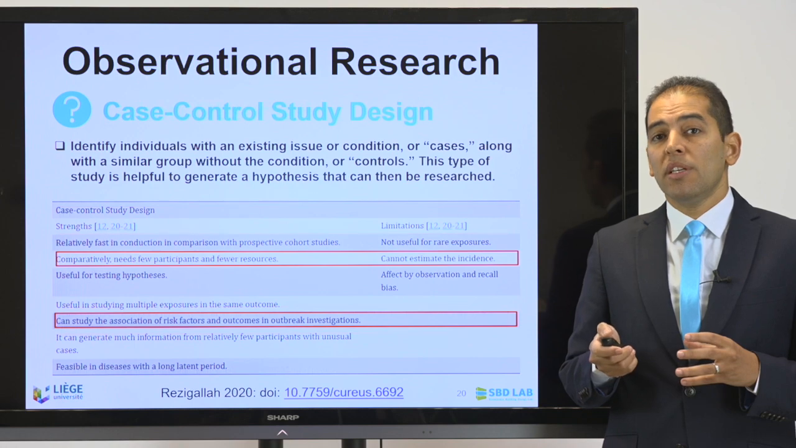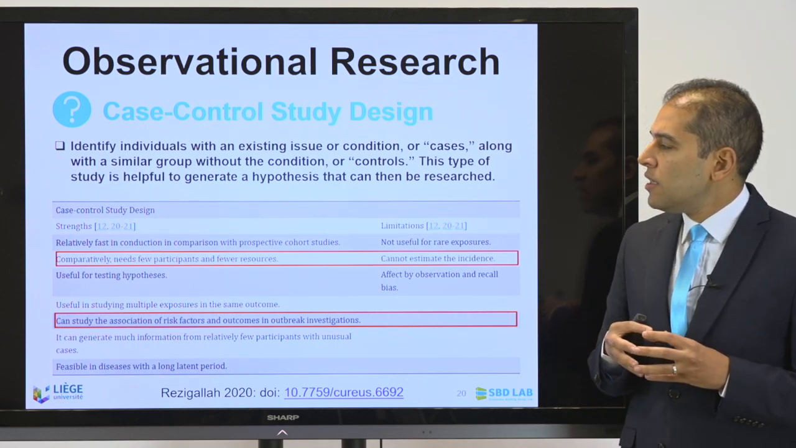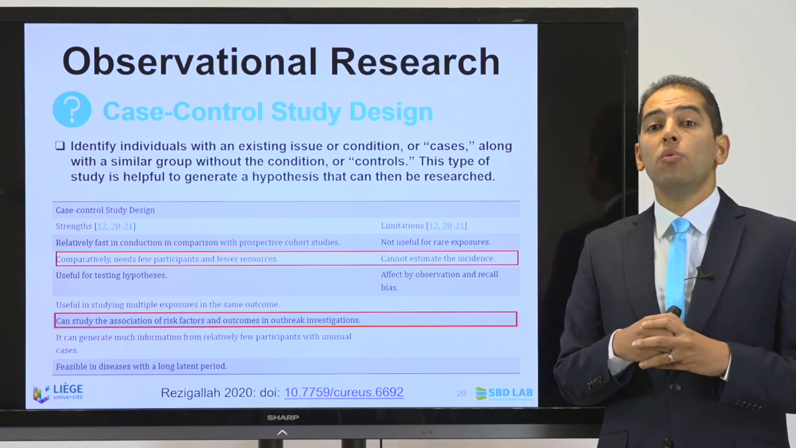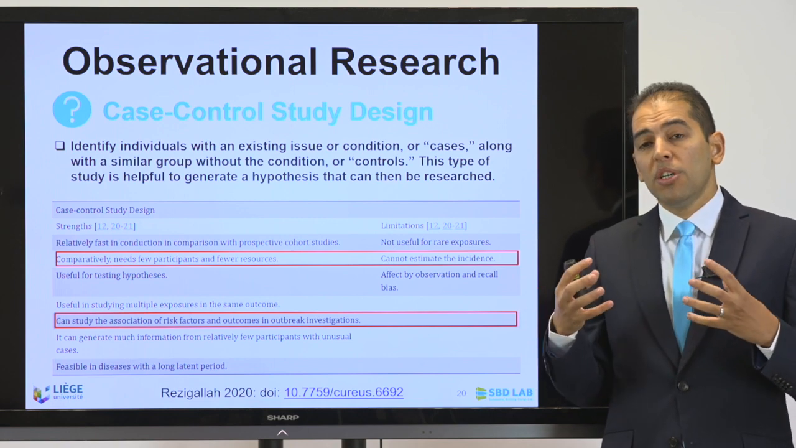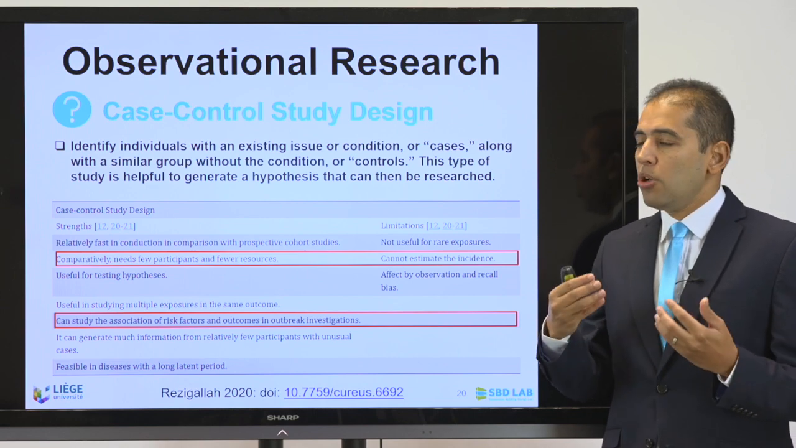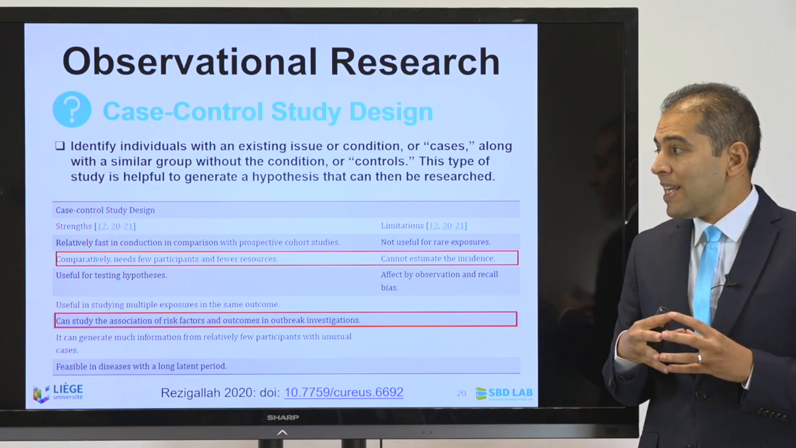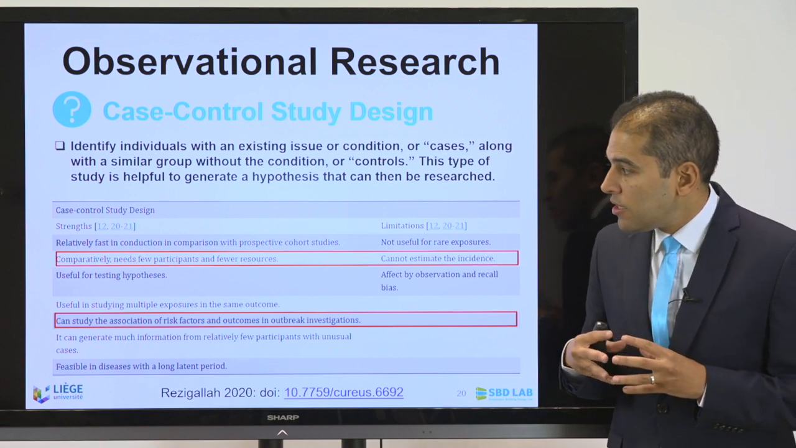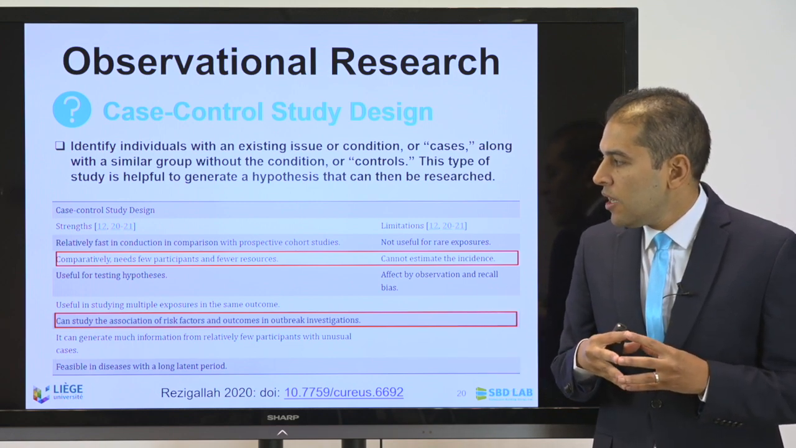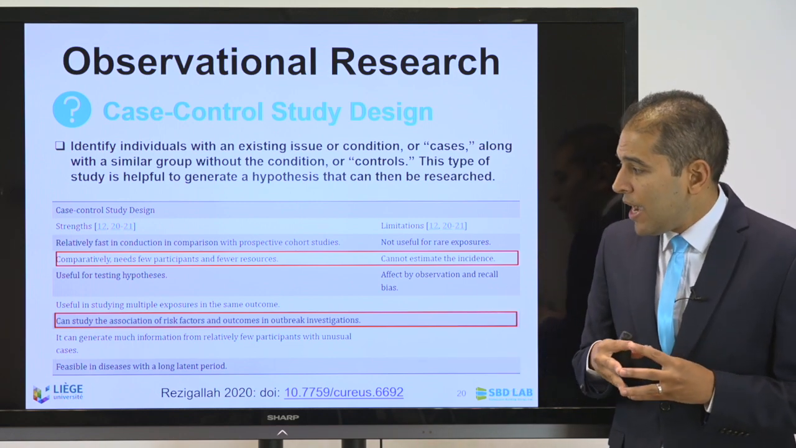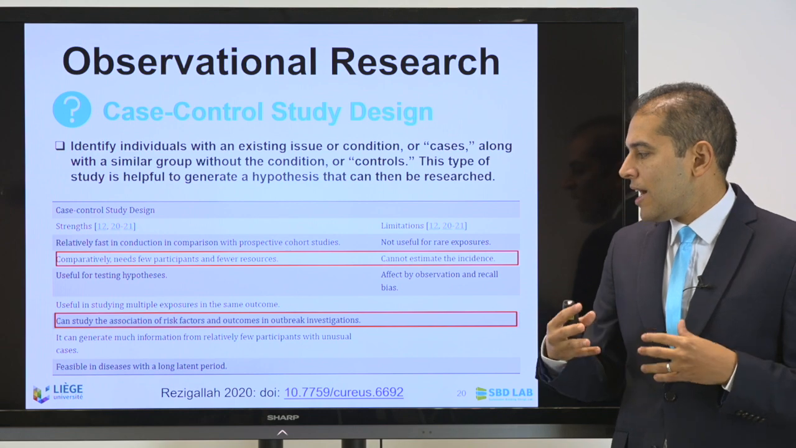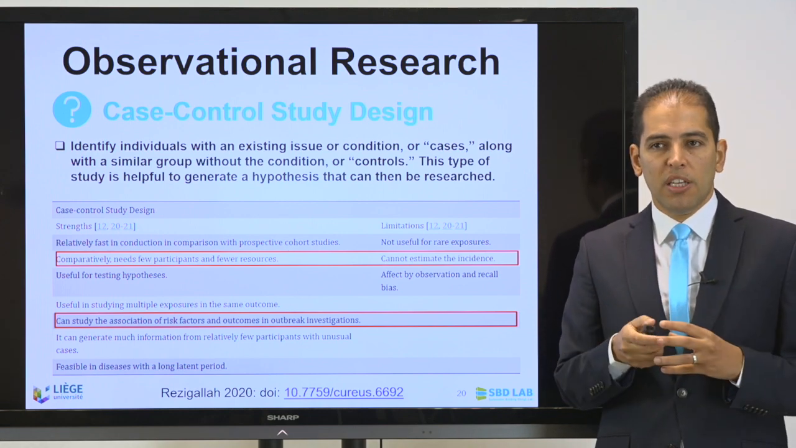Now, when we talk about the case control study, it aims to identify individuals with an existing issue or condition, the cases, along with a similar group without those conditions. So here we use the people with and without as controls, and this type of study is helpful to generate a hypothesis that can be researched. The main advantage of the case control study design is that it needs comparatively few participants and fewer resources. It can also study the association of risk factors and outcomes in outbreak investigations.